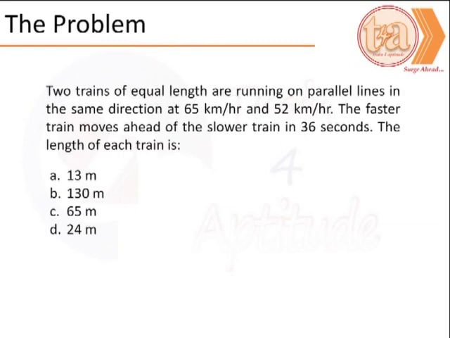Two trains of equal length are running on parallel lines in the same direction at 65 km per hour and 52 km per hour. The faster train moves ahead of the slower train in 36 seconds. The length of each train is, our options are A 13 meters, B 130 meters, C 65 meters, D 24 meters.